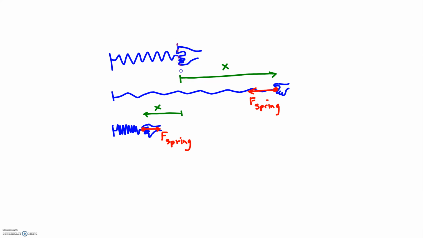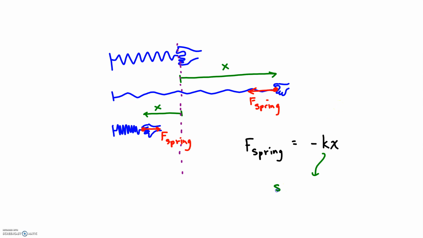So the spring force pushes back to the normal relaxed length. Here is that relaxed length. That's where the spring wants to be, and it pushes itself back to that length. Notice how the force and displacement are always in opposite directions. Here's the equation. We call this equation Hooke's law, and it says the spring force is negative the spring constant times the displacement.